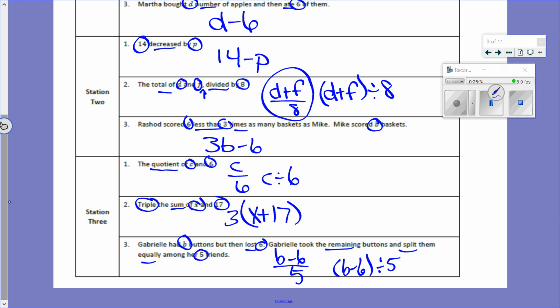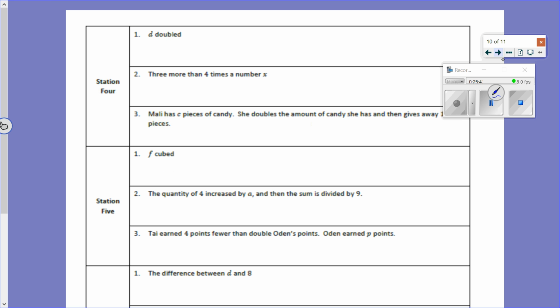Any questions on that page? Nope. Okay, go to the next one. D doubled. Sure to be easy. Yeah. 2D. Can I do D2? Yeah, or you could model it. Okay. 3 more than 4 times a number x. So 4x, 3 more than, is adding.